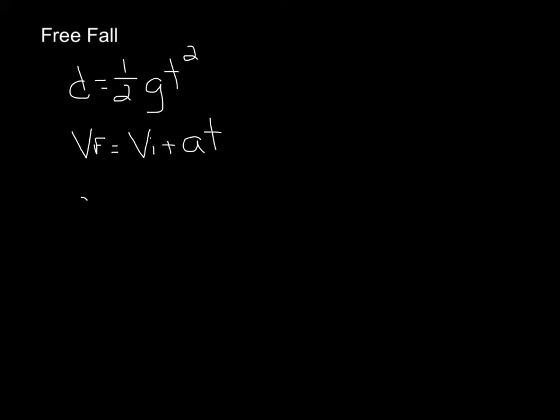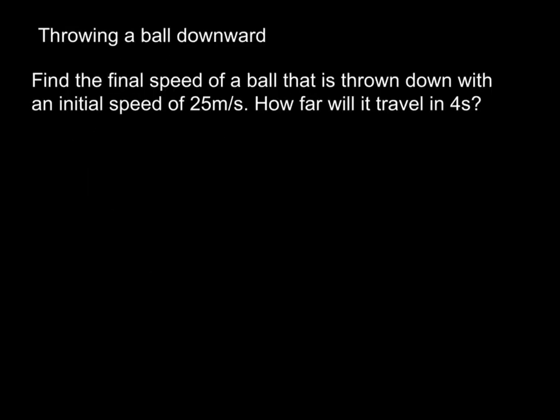In free fall, we can assume that a is equal to g, and g is equal to 9.8 meters per second squared. The first type of free fall problem that you can do is throwing a ball downward. Find the speed of a ball that is thrown down with an initial speed of 25 meters per second. How far will it travel in 4 seconds?